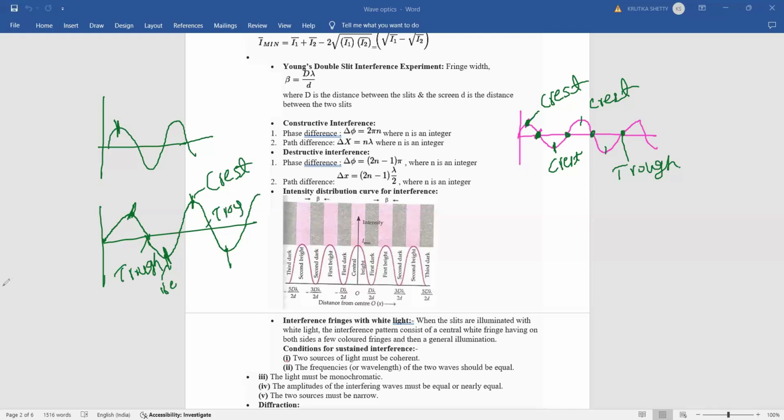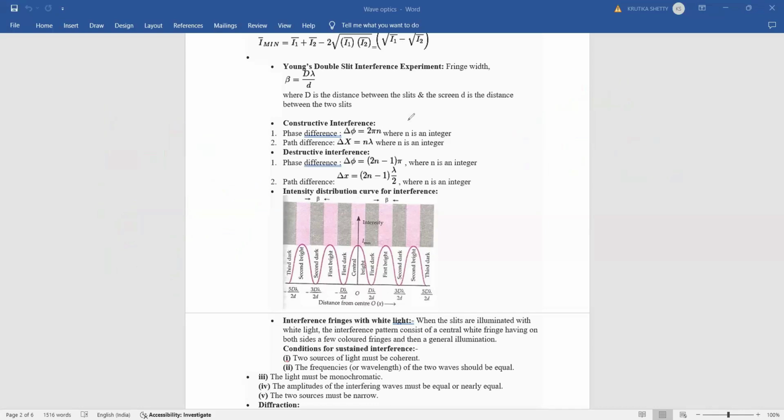Okay, yes. So now let us come to the definition of constructive interference and destructive interference. For constructive interference, how can we define it? When the crest of one wave falls on the crest of the other wave. For example, if you consider this wave, so this is one wave.